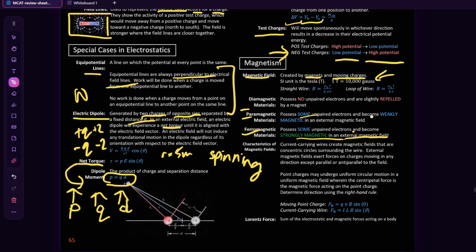Paramagnetic: some unpaired electrons, becoming weakly magnetic in an external magnetic field. And diamagnetic: no unpaired electrons, slightly repelled by a magnet. All right, so that is that. If this doesn't make as much sense, you should go back and review Gen Chem. So how do magnetic fields push on charges?